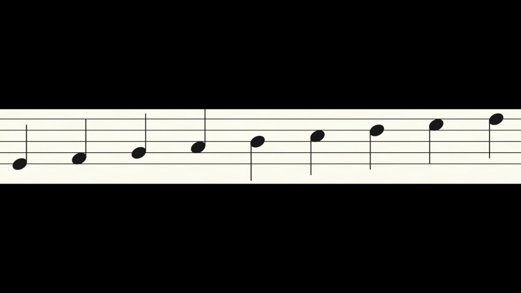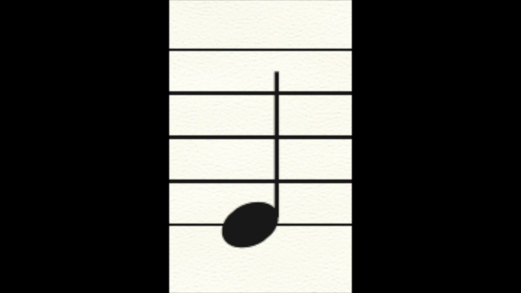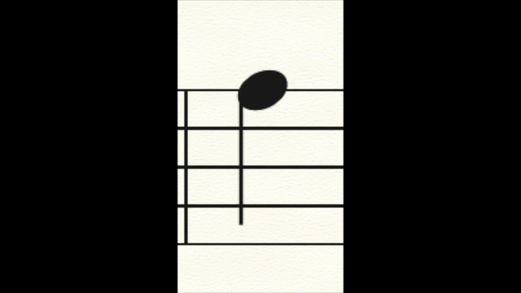If a note is located on the lowest line of the staff, then by definition it's going to be a low-pitched note. If the note is located on the highest line of the staff, then by definition it will be a high-pitched note. Here's an example of a low-pitched note. Here's an example of a high-pitched note. Can you hear the difference between those? The higher the pitch, the higher it will appear on the staff. The lower the pitch, the lower it will appear on the staff.